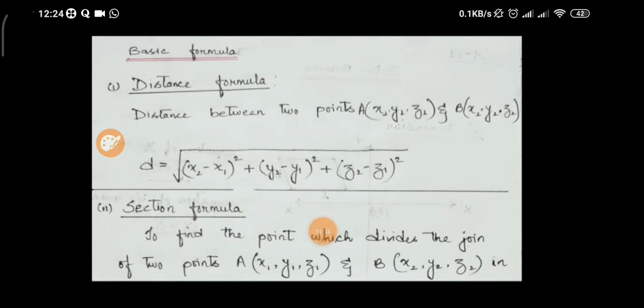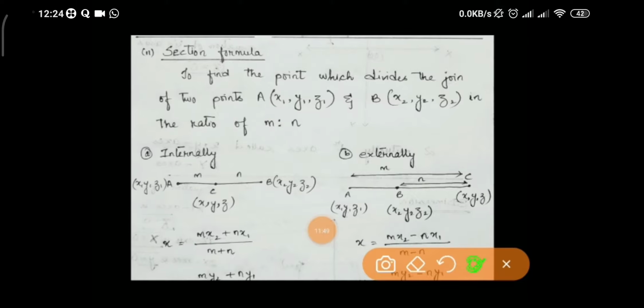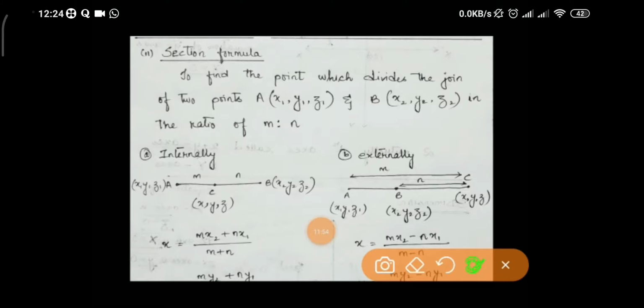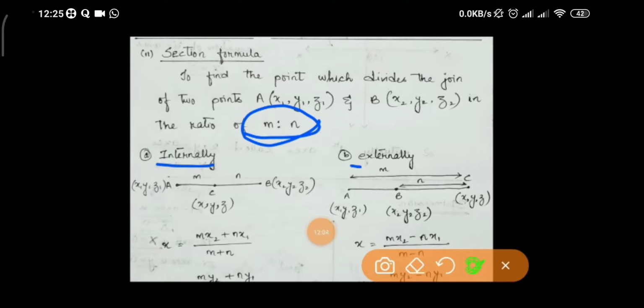Now let's go to the section formula. Why do we use the section formula? To find a point which divides the join of 2 points in the ratio m is to n. There are two cases: internal and external division. If you want the proof, I'll be making another video for the section formula proof, how plus comes and how minus comes.